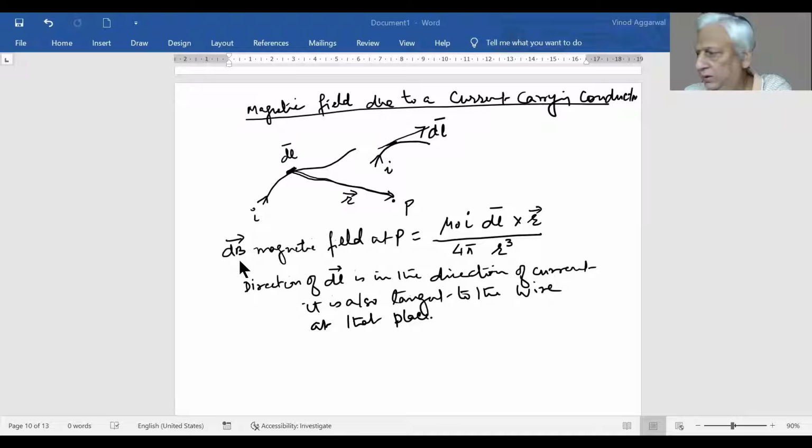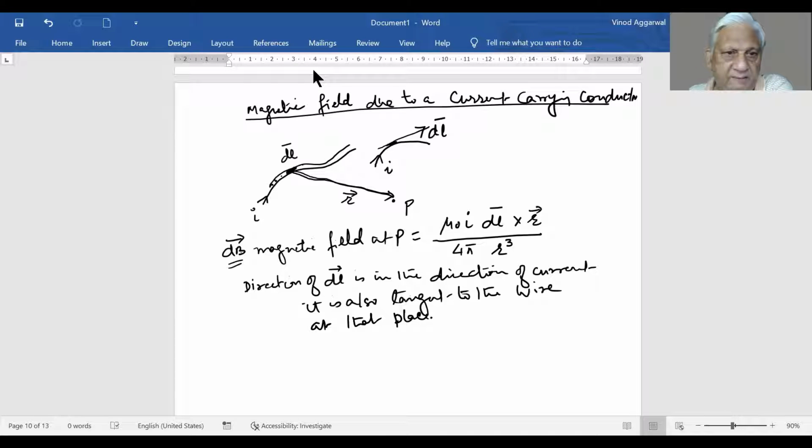Now, instead of DL, DB was a very small length. If we want to take a longer length, then what we can do is we can use this formula at every point and integrate over DL. So after integrating over DL, we'll get the magnetic field due to a length of the wire, which may be in any configuration.